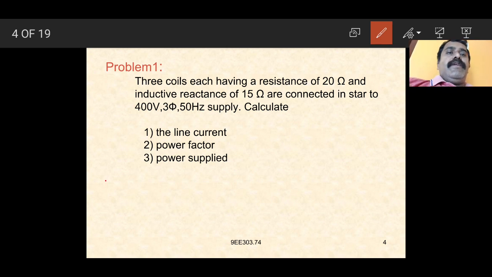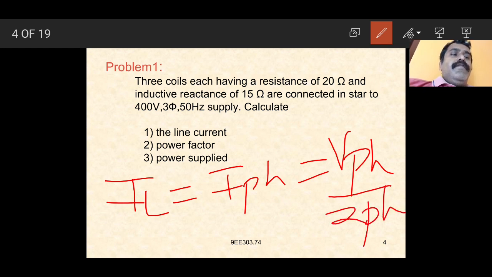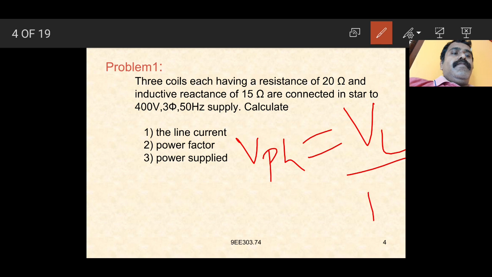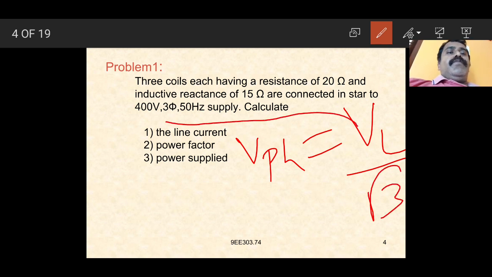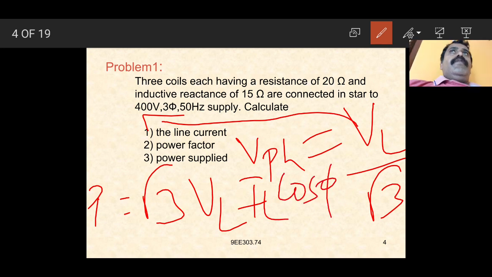We know the line current in star connection is equal to the phase current. That phase current we can express as V phase by Z phase. V phase is equal to VL by root 3, where VL is 400 volts. The power supplied P is equal to root 3 VL IL cos phi.